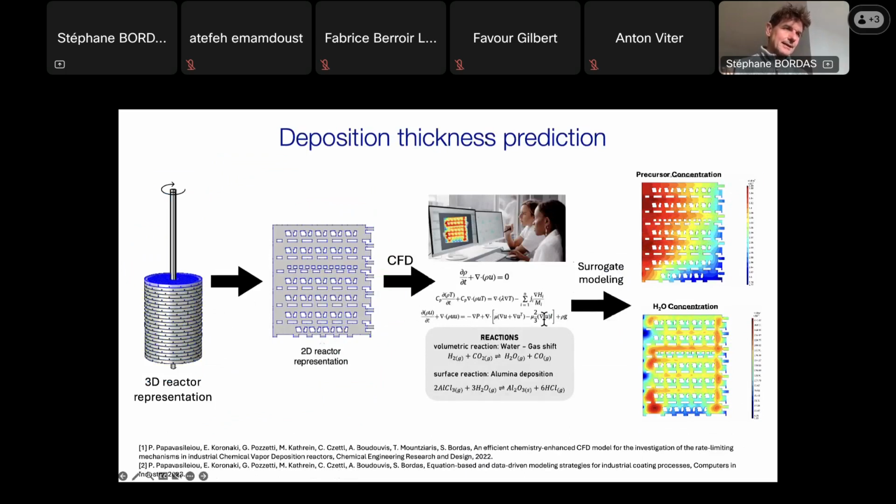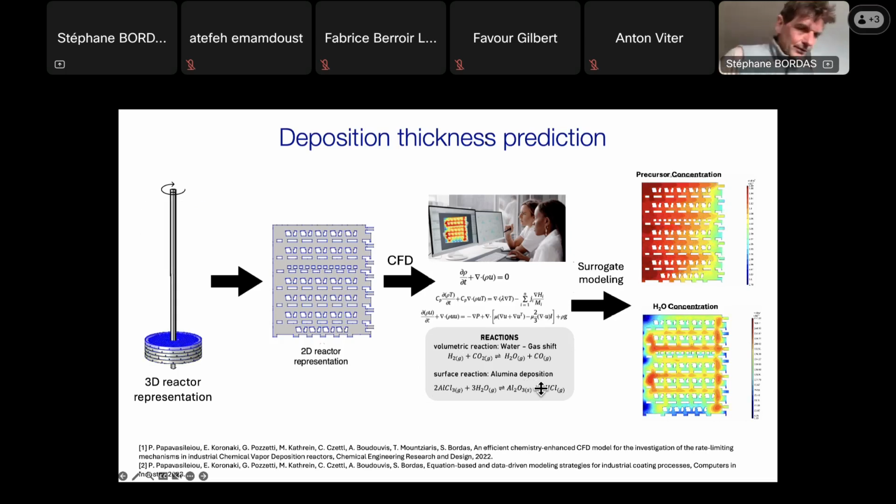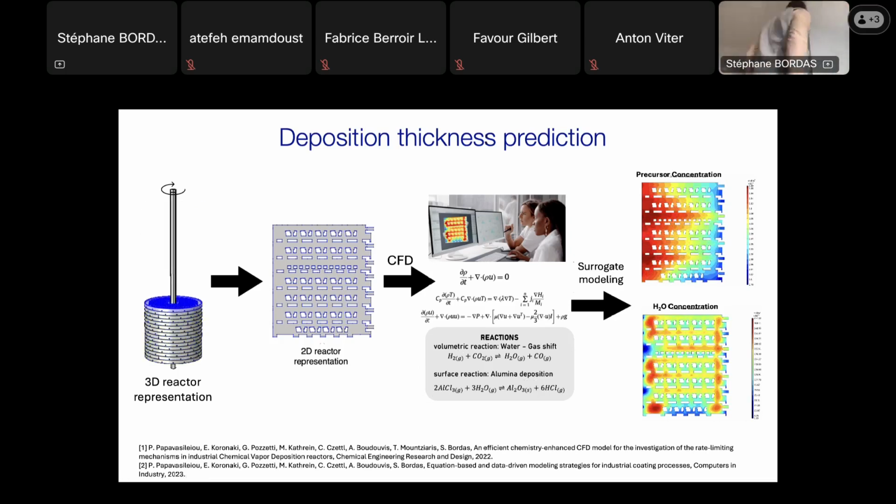And the last one is essentially Navier-Stokes, which is the equation that governs the flow of fluids and gas and water and whatever else. And so you have here the reactions, which are volumetric reactions and surface reactions. This is what happens at the surface. And this is what leads to the creation of the coating.